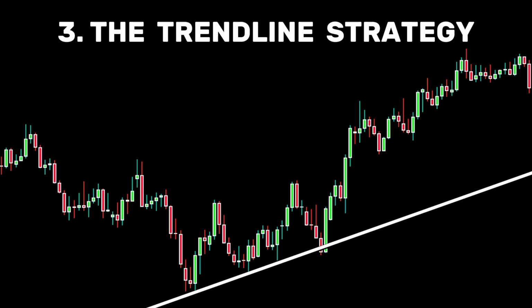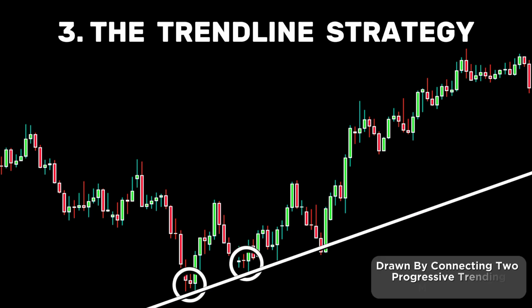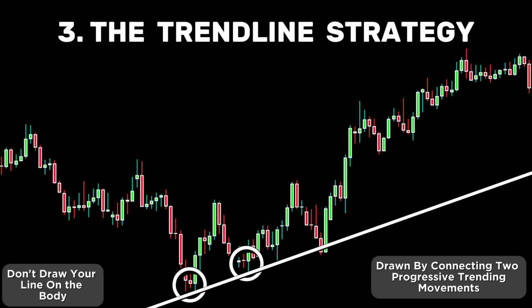The trendline is drawn by connecting two progressive or trending price movements. The lines are drawn on the wicks or inside the wicks of the connecting candles at the lows or highs. When drawing the trendlines, you should keep away from the main body of the candle in order to avoid trend noise in the future, as the strength and accuracy of the trend movement lies more on a trendline that is drawn on the wicks or inside the wicks of the connecting candles.